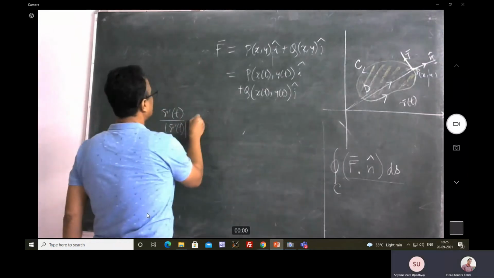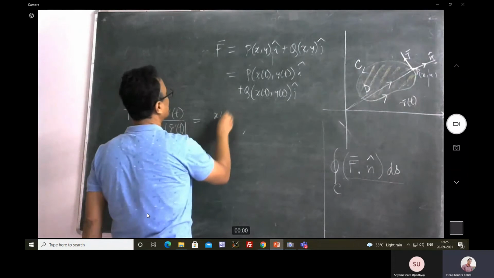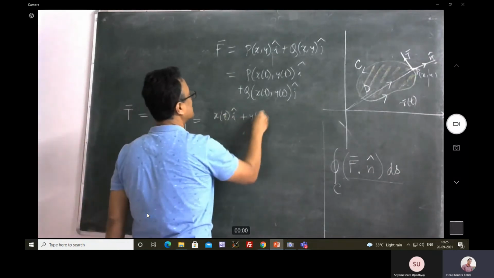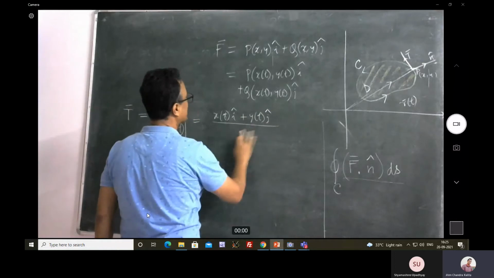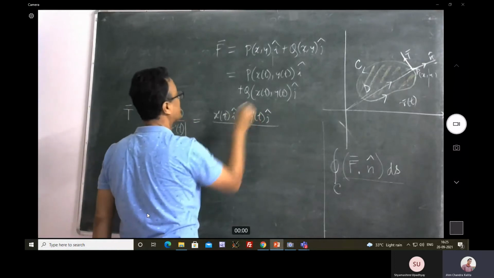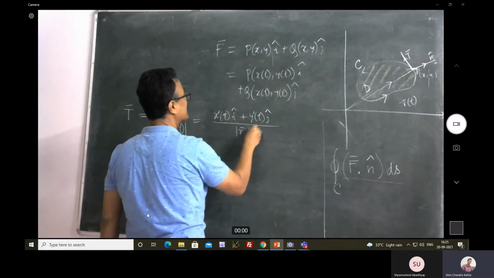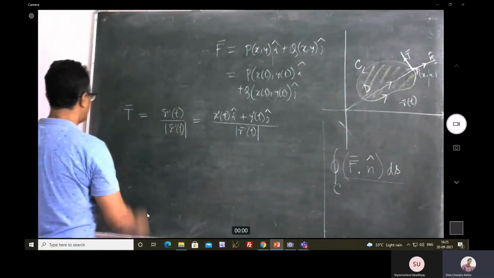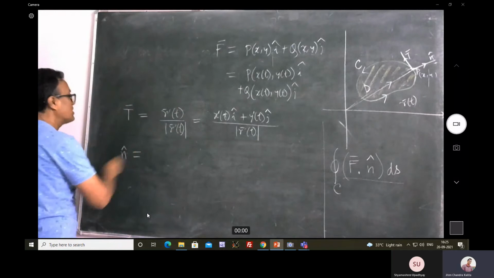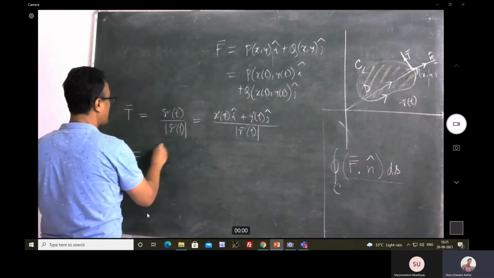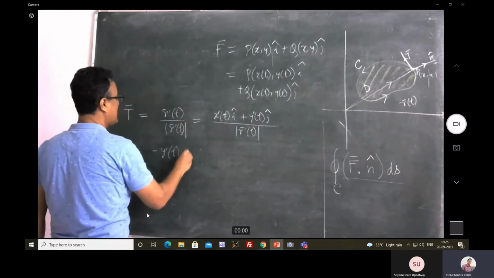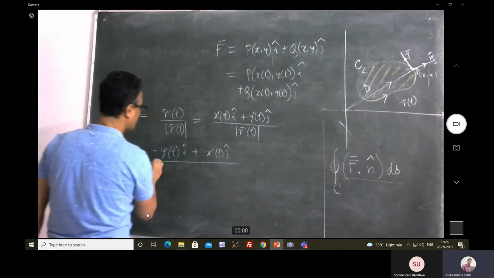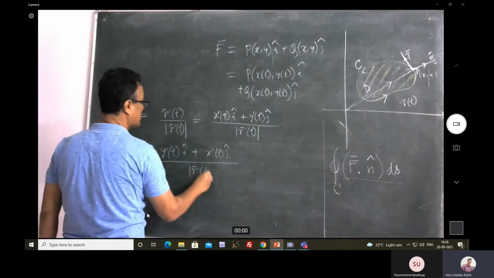Fine? Yes. And this is simply your x prime t i plus y prime t j, and this is r prime t. Now you can easily check that a unit normal will be given by minus y prime t i plus x prime t j, divided by the magnitude of r prime t.